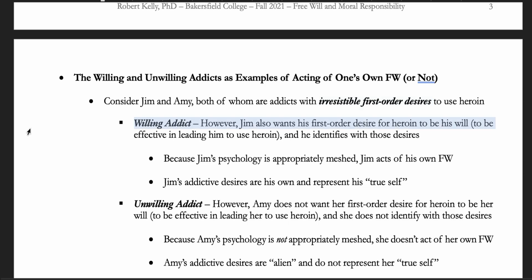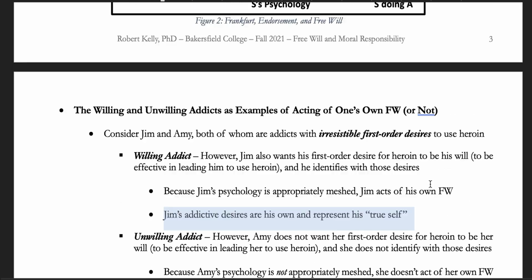But in one case, for Jim, he's a willing addict. He likes his desire to use heroin. So even though it's irresistible, he endorses it. He's like, yeah, I want that desire to do heroin to be effective. I want that to be my will. I want it to move me to do heroin. I like doing heroin. I identify with being a heroin addict and having those desires. Right? So if he has all that meshing psychology, then Frankfurt says Jim acts of his own free will and is responsible. Because his addictive desires are his own in a certain sense.